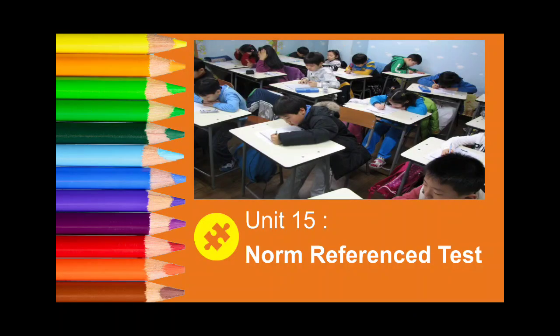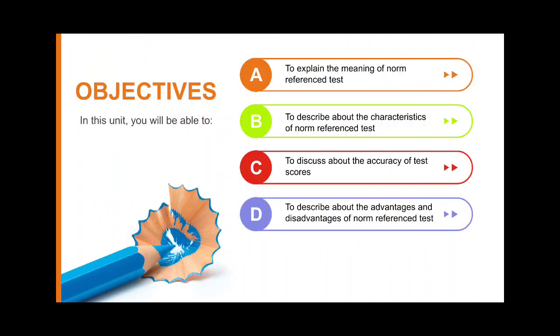So, now, we will proceed to Unit 15, the norm reference test. So, in this unit, you will be able to explain the meaning of norm reference test, describe the characteristics of norm reference test, and discuss the accuracy of test scores. Also, you will be able to describe the advantages and disadvantages of norm reference test.